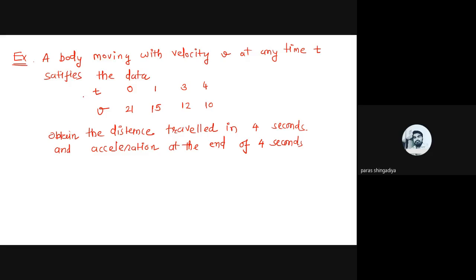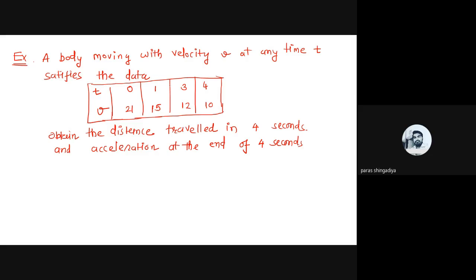You can consider a car, a bike, any model here. That is for a random body moving with velocity v at time t, satisfying the data. When time is 0, then after 1 second, you can consider 1 second, or 1 minute and so on, the velocity is 50. Clear? Here the time is given in seconds, so we'll use seconds.